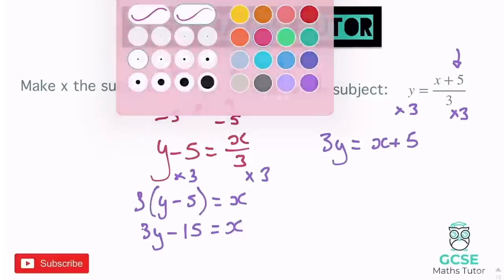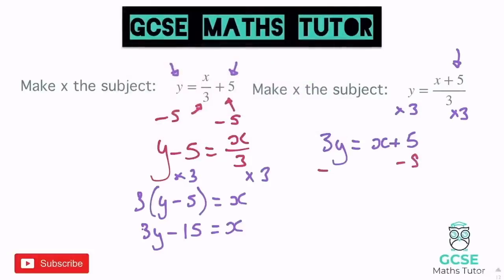Now we can finish it off quite nice and easily. We can just take away that 5, and again that's going to make x the subject, so we have 3y minus 5 equals x, and again both of these questions we could rewrite it as x equals at the start if we wanted.